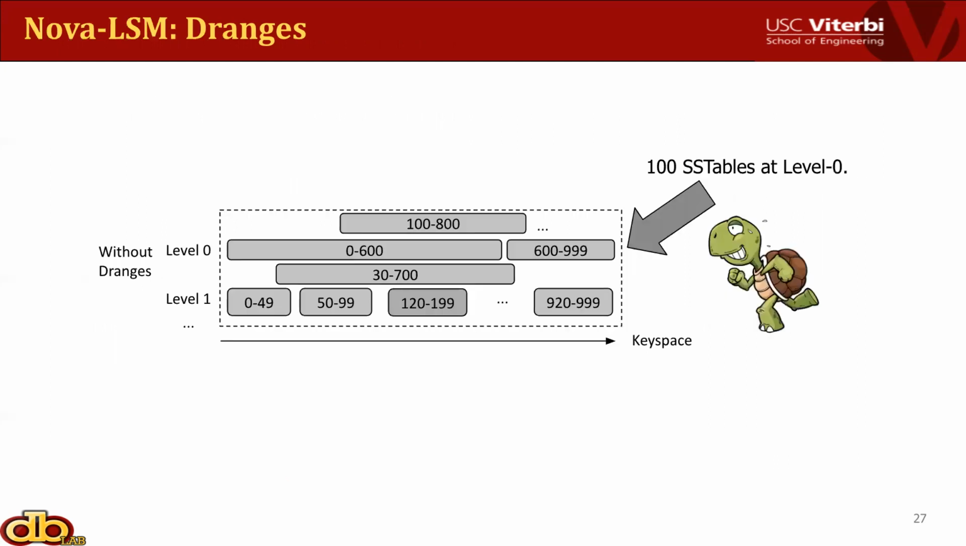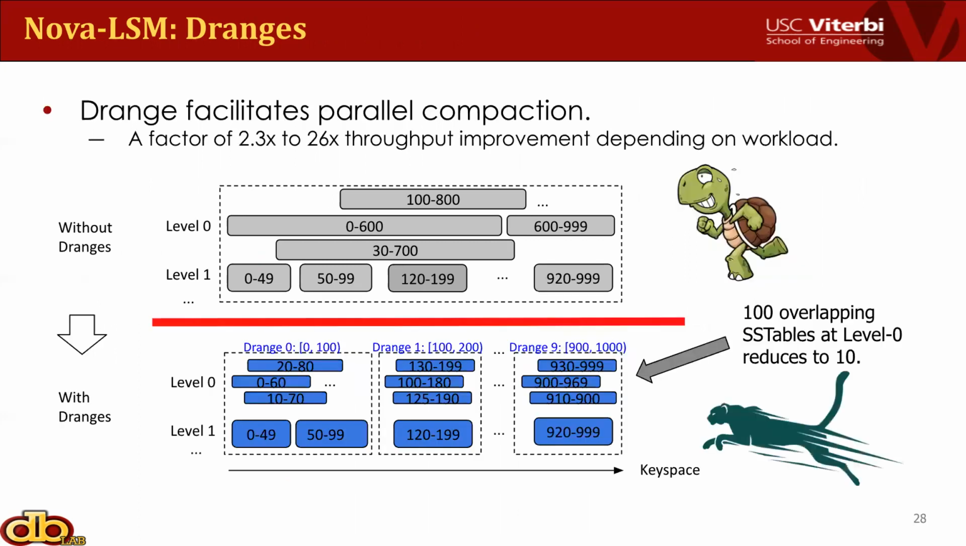Without D-ranges, compacting access tables at level 0 into level 1 is prohibitively long due to their large number, as these level 0 access tables usually span the entire key space and must be compacted together. D-ranges partition the key space and facilitate parallel compaction.